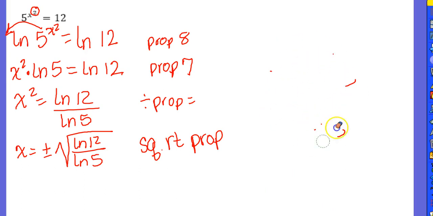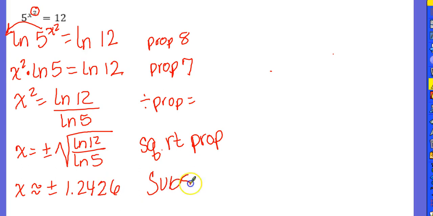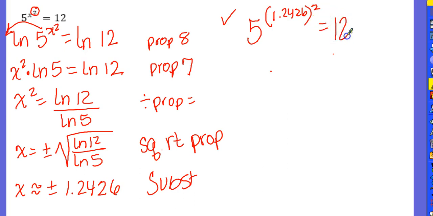Okay, so now we just plug that into our calculator and we get x is approximately equal to positive or negative 1.2426. That last step we just call substitution because we're substituting the square root for its equivalent value. Now we're going to check it. So we're going to plug in 5 times a 1.2426 quantity squared, and we get 12 point, I don't remember, 0, 0, 0. I don't know if it's 1, 8. Is it 1, 8? 1, 8. Close enough? It's supposed to equal 12. Yep, close enough. So it's good.